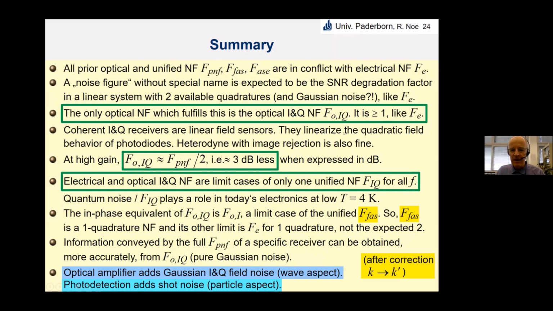It linearizes the quadratic field behavior of the photodiode. At high gain, this noise factor is half of the traditional noise factor, or the noise figure when expressed in decibel is 3 dB less if gain approaches infinity. The electrical and optical noise figures are limit cases of one optical in-phase and quadrature, one unified noise figure for all frequencies. Today, this, instead of the electrical noise figure, plays a role in today's low temperature electronics at 4 Kelvin.